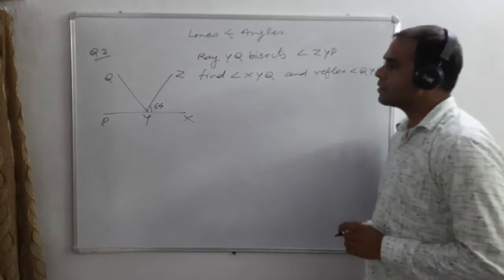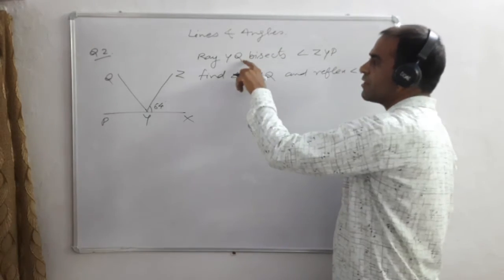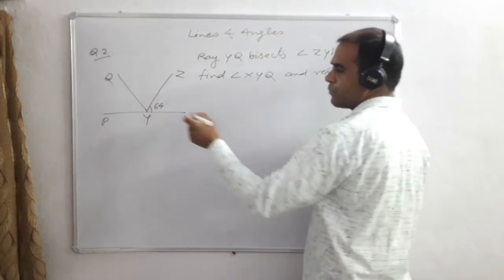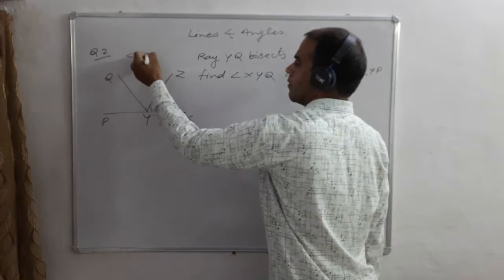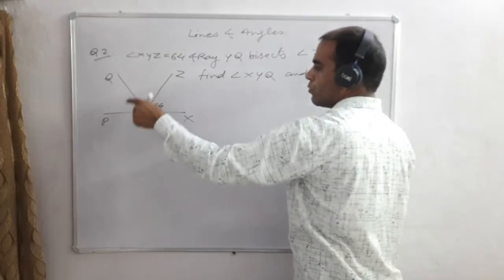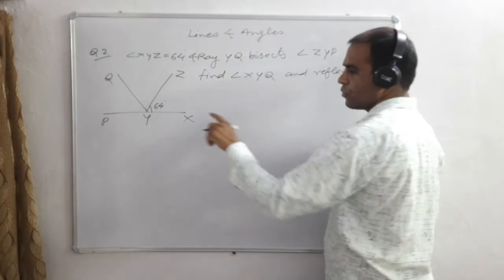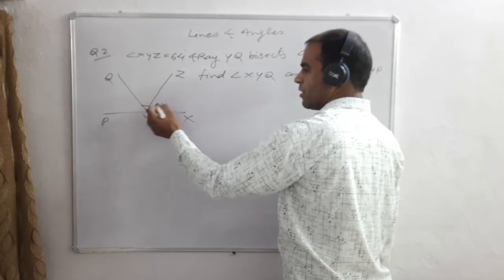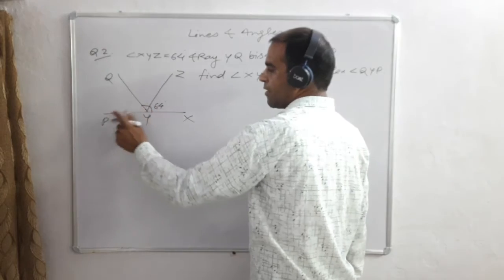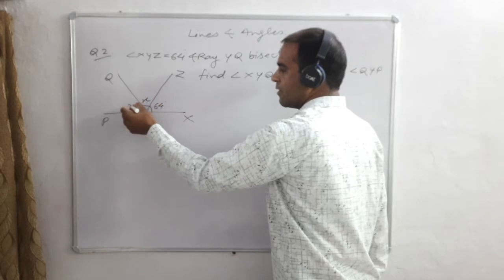Our next question: angle XYZ is 64 and ray YQ bisects angle ZYP. Here two terms are given. First, angle XYZ is 64 and ray YQ bisects angle ZYP. This is ZYP. Find the angle XYQ and the reflex of angle QYP. XYQ is the sum of these two angles, 64 plus this. So this YQ is the bisector, so its angles are equal.